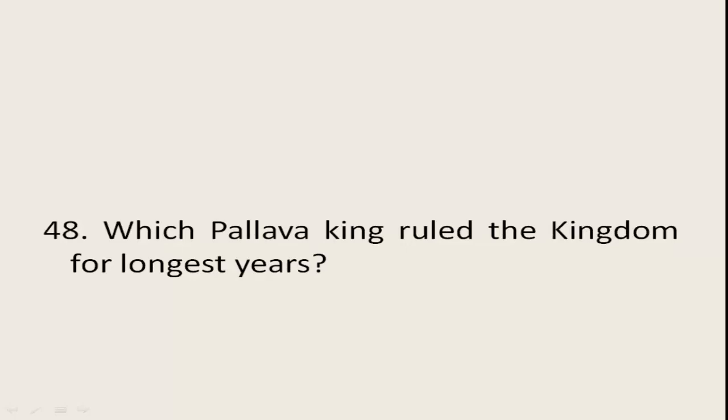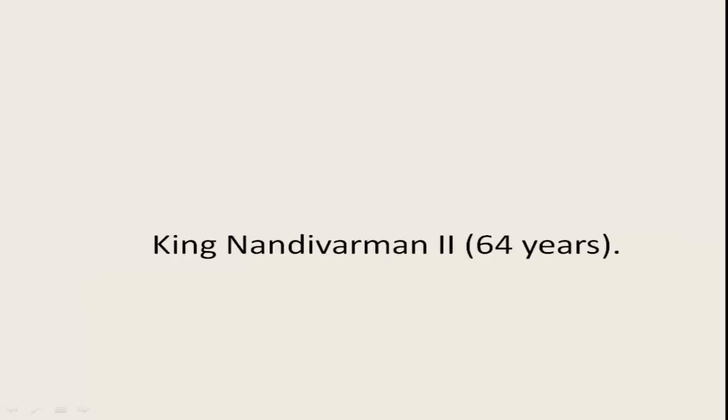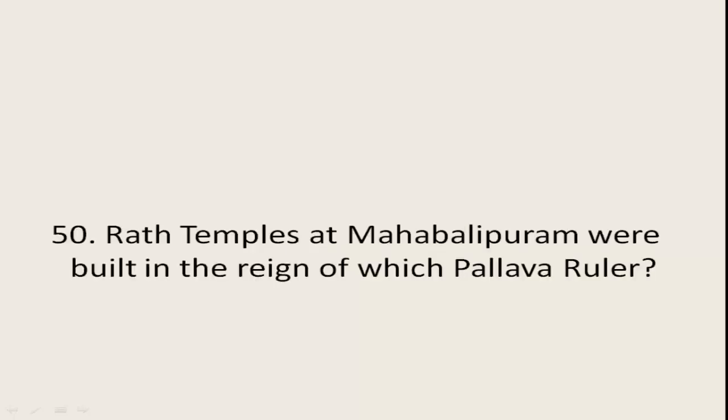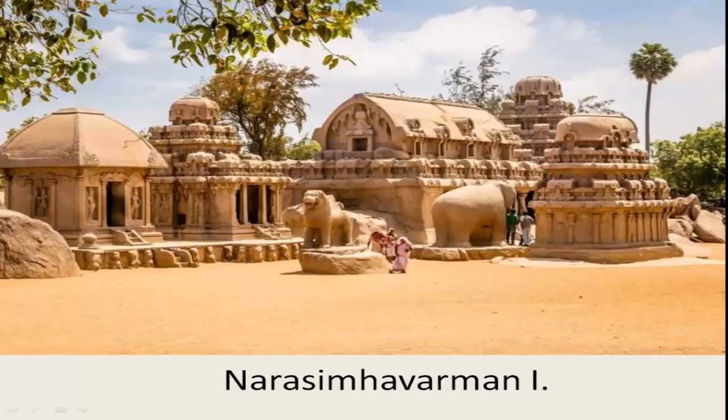Which Pallava king ruled the kingdom for longest years? King Nandivarman II, 64 years. Who was the last ruler of Pallava dynasty? Aparajitavarman. He was defeated by Aditya Chola towards the end of 9th century, with which began the Chola supremacy in South India. Ratha temples at Mahabalipuram were built in the reign of which Pallava ruler? Narasimhavarman I.